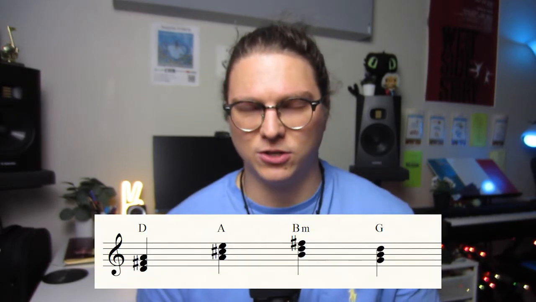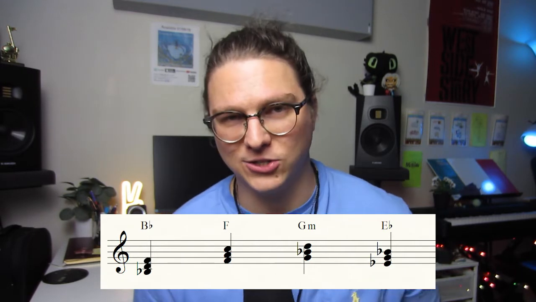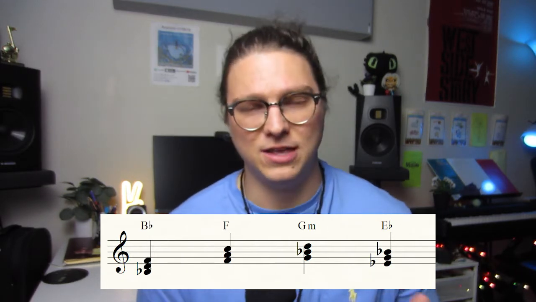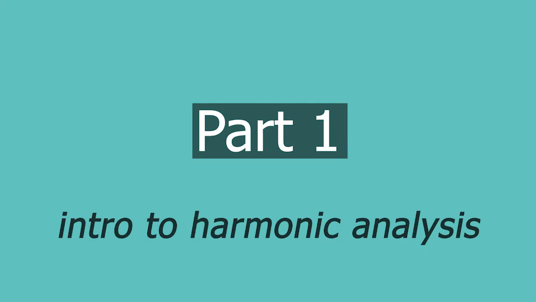We're going to be talking about Roman numeral analysis, and in a little bit I'm going to show you how these two chord progressions, D major, A major, B minor, G major, and B flat major, F major, G minor, E flat major, are the same chord progression. Now, hold on a minute, those aren't the same chords. How are they the same chord progression? That's what we're going to talk about. So these two chord progressions are the same chord progression, but they're in different keys.